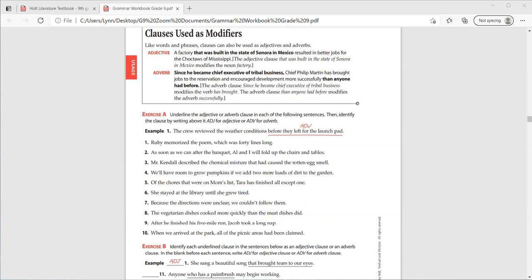Example: Vermeer is the painter that I like best. Here, the adjective clause that I like best modifies the noun painter.